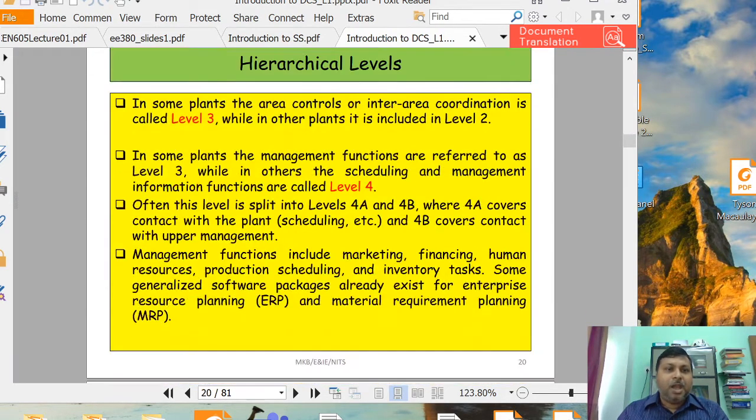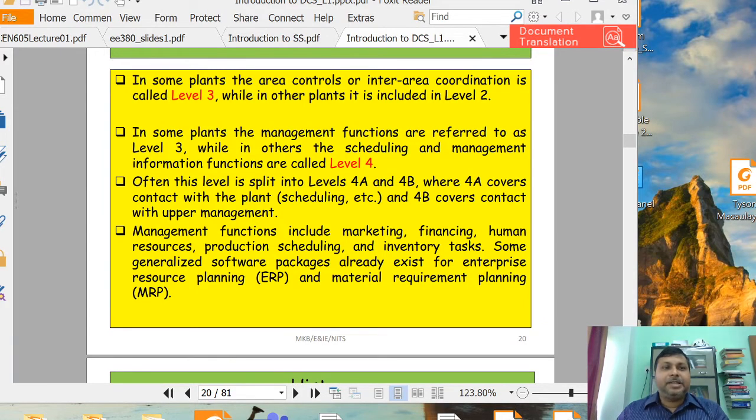Now we are moving to level 3. In some plants, the area controls or inter area coordination is called level 3, while in other plants it is included in level 2. In some plants the management functions are referred to as level 3, while in others the scheduling and management information functions are called level 4. Often level 4 is split into level 4A and 4B, where 4A covers contact with the plants, that is scheduling, etc., and 4B covers contact with the upper management.